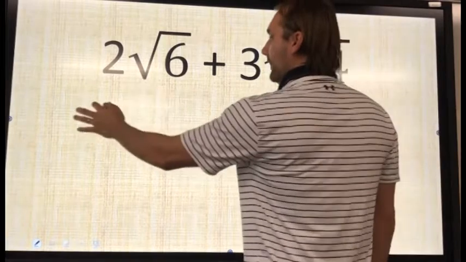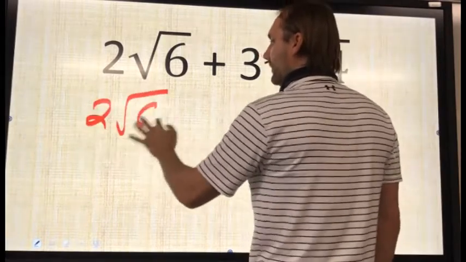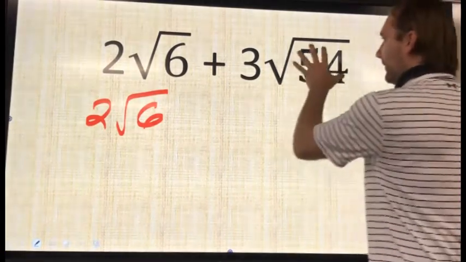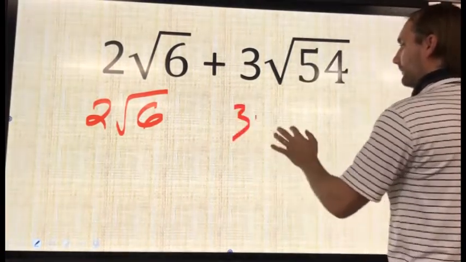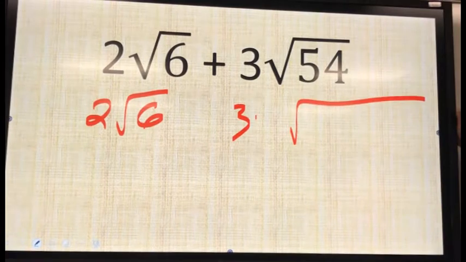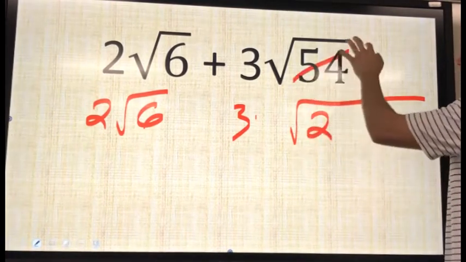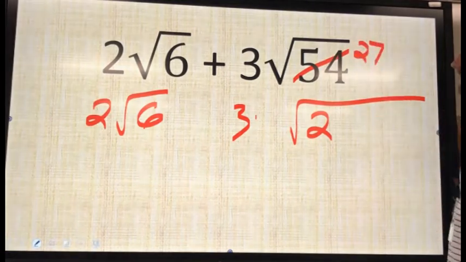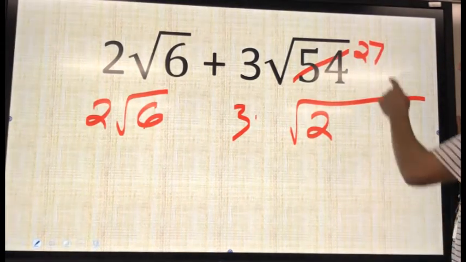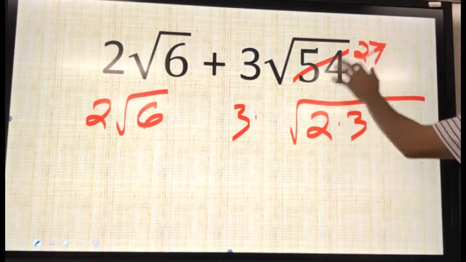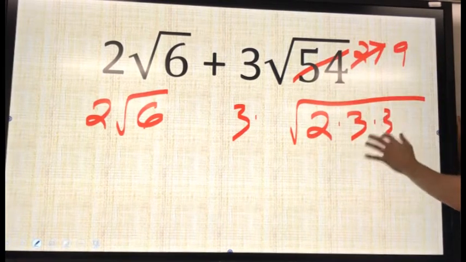So 2 square root of 6, well that's already simplified, right? Nothing I can do there. Now let me simplify square root of 54. So that breaks down into, let's see, 2 goes into 54 how many times? That would be a 27. 2 does not go into 27, but 3 goes into 27, 9 times, and 9 is 3 times 3.